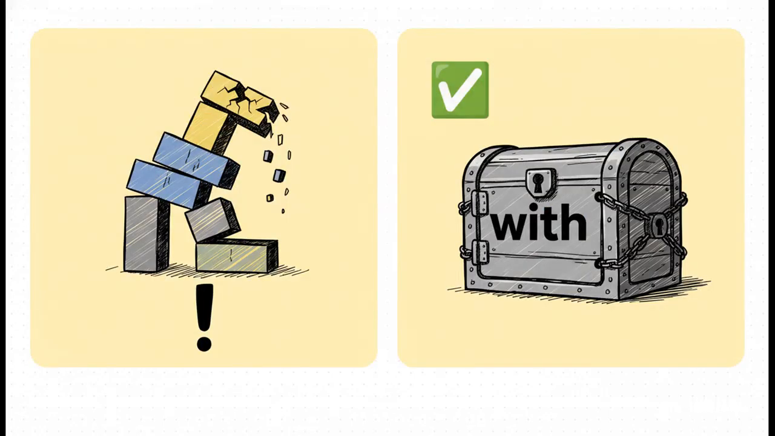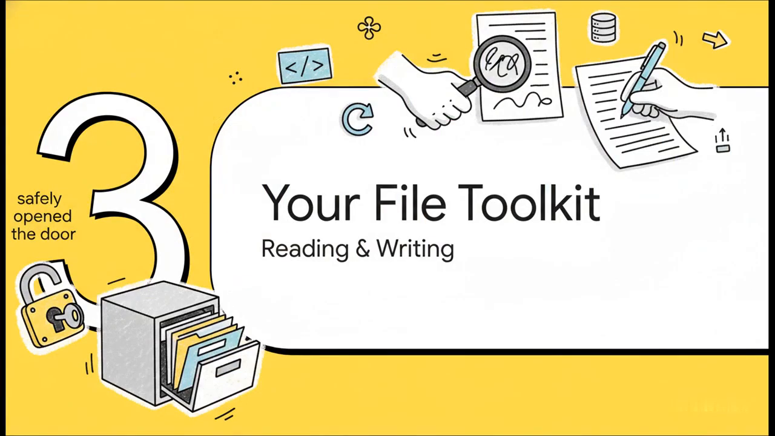Okay, so in the old days, you had to manually open a file and then remember to manually close it. But that's kind of risky. What if your program crashes before you get to the close command? You could end up with a corrupted file. No good. That's why the modern, much safer way is to use the with statement. It's brilliant. It automatically and safely closes the file for you, even if things go wrong. Seriously, this is the way to do it. It's just best practice.